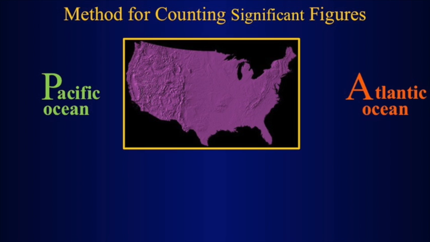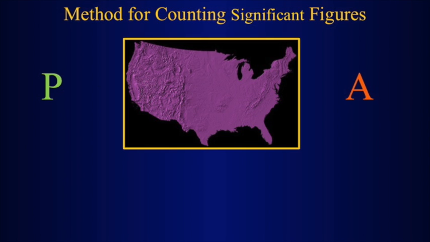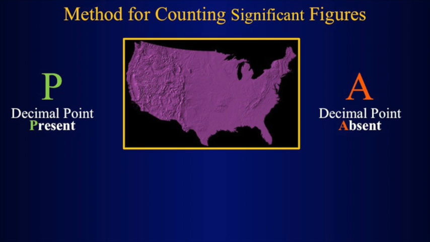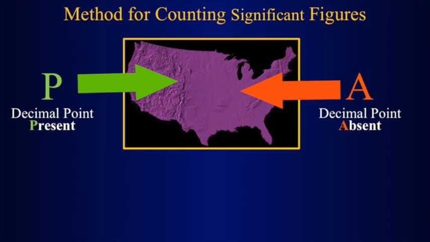In our mental picture, we'll use the P from Pacific Ocean to represent decimal point present and the A from Atlantic Ocean to represent decimal point absent. Then, as we apply our rules for significant figures, we'll inspect numbers in the direction from the ocean to the land, depending on whether the decimal point is present or absent. Remember to inspect the digits in a value in the direction from ocean to land.